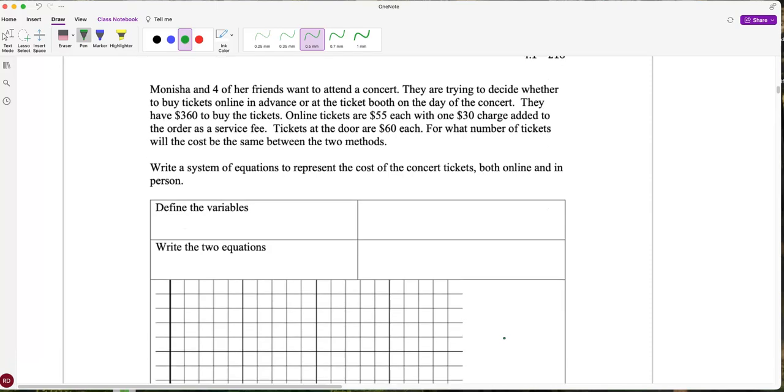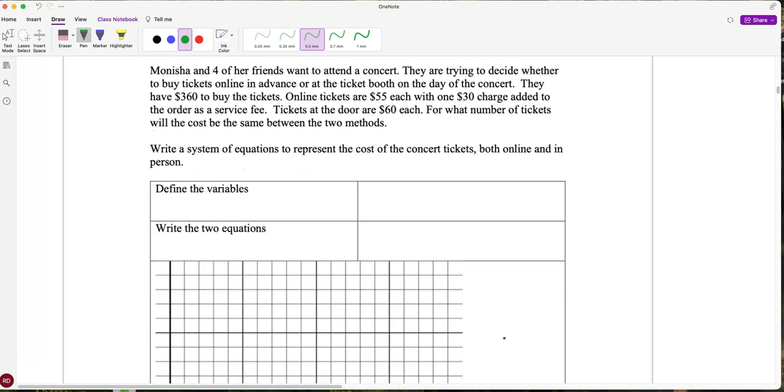Let's look at another word problem example. Monisha and 4 of her friends want to attend a concert. They are trying to decide whether to buy tickets online in advance, at the ticket booth, or on the day of the concert. They have $360 to buy tickets. Online tickets are $55 each with one $30 charge added to the order as a service fee. Tickets at the door are $60 each. For what number of tickets will the cost be the same between the two methods?